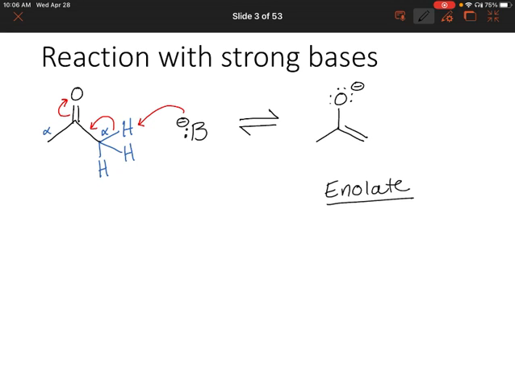Notice that we could move electrons around again to create a resonance structure. We could move one of the lone pairs from oxygen down, which will move our pi electrons over to carbon.